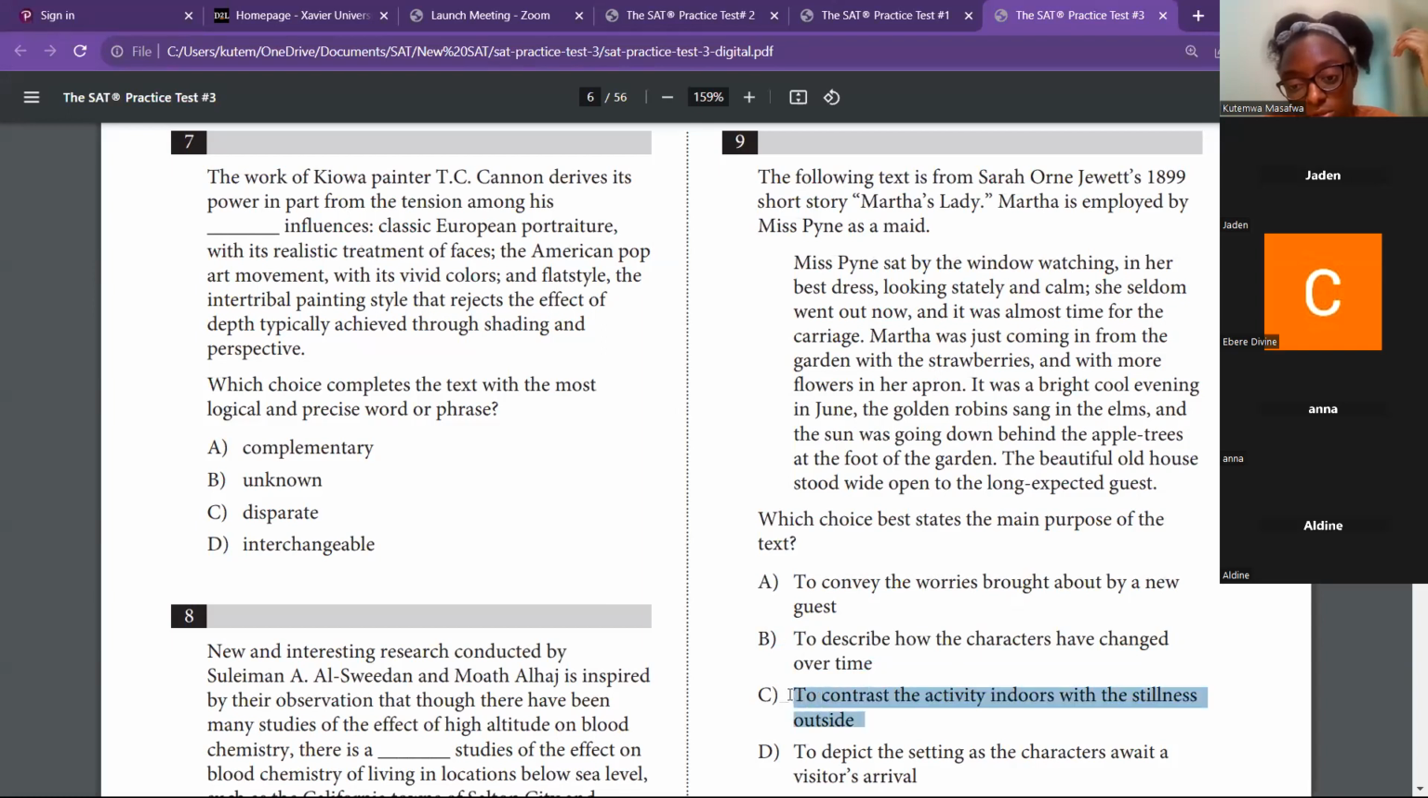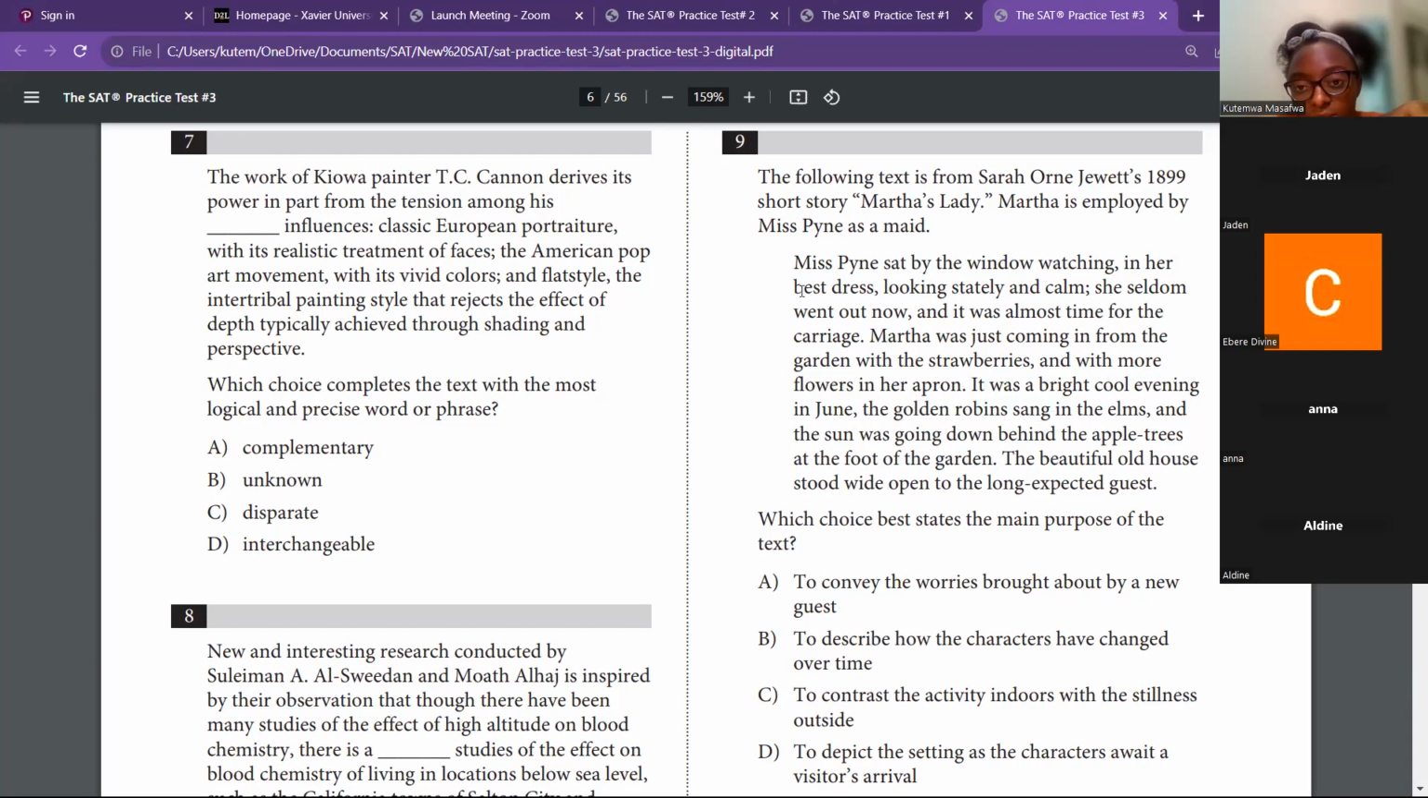Then we look at C, to contrast the activity indoors with the stillness outside. I can see the trick in this. First of all, where is indoors mentioned? This says, Miss Pine looked, yes, she was looking outside the window. She was calm, she didn't go outside. And then Martha was coming in from the garden. So Martha was also inside. Martha was coming in from the garden. She had flowers in her apron. Then it talks about how it was a bright, cool evening, golden robins. The sun was going down behind the apple trees, and as it goes on, the beautiful old house stood wide open.